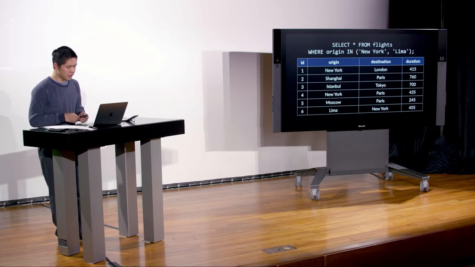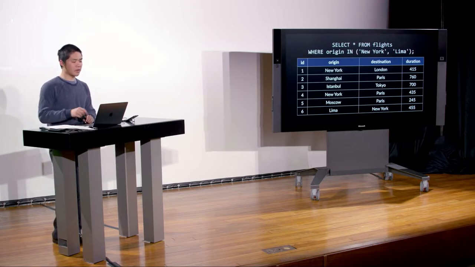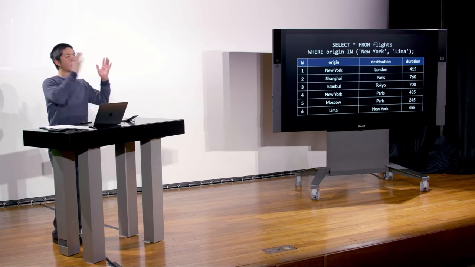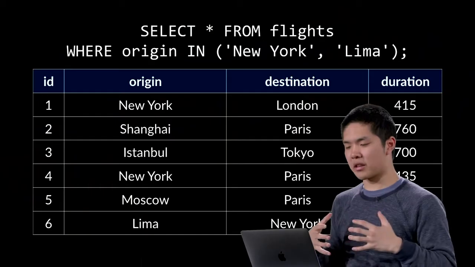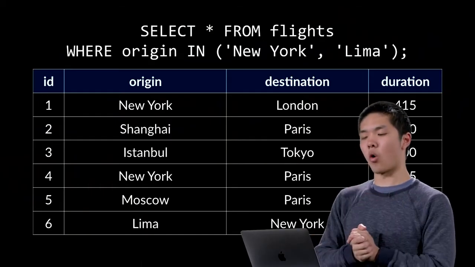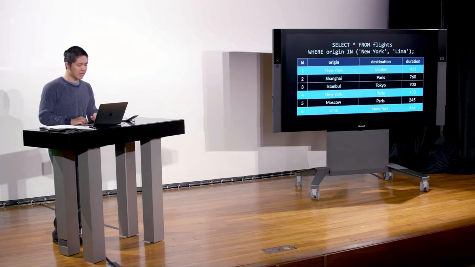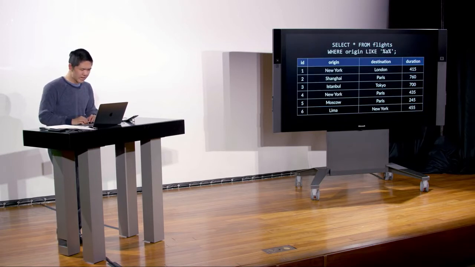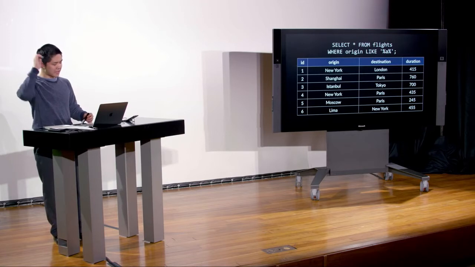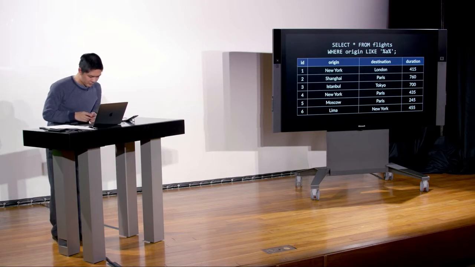A couple other things you can do. You can also specify, using the IN keyword, a range of possible values. So in this case, I'm saying SELECT * FROM flights WHERE origin IN New York and Lima. And the result of that is that we get flights that are from either New York or Lima selected as a result.